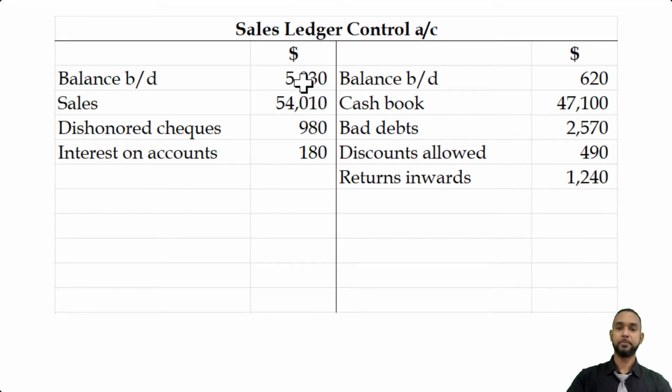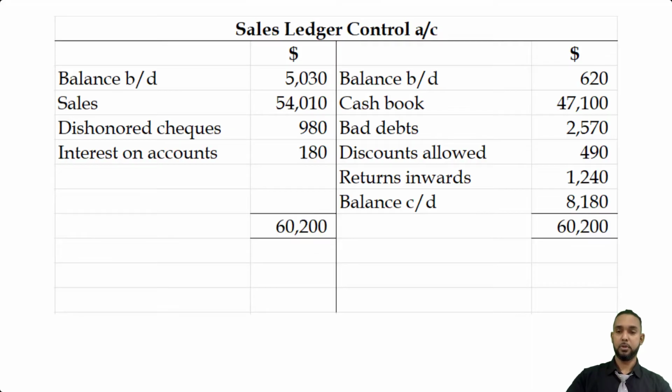How do we do that? We add up the items in the debit column, add up the items in the credit column, and subtract. The items in the debit column will have a larger total than those in the credit column, which means the balance will be carried down from the credit side. The totals will be equal, and then ultimately the balance will be brought down on the debit side.